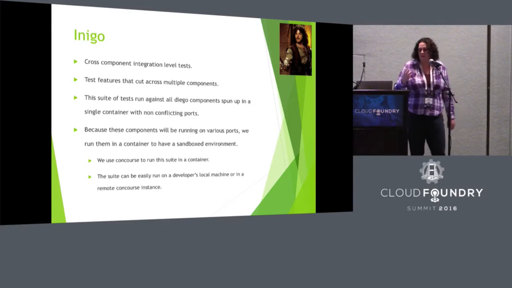We also have a test we call Inigo. Inigo is for doing cross-component testing to make sure that if we have, for example, a BBS and an auctioneer, that they're communicating correctly. This is meant to be a really lightweight test suite, so it's all running in a single container where all of our different Diego processes are running on a different port, and they all know about each other, but we don't need a full Bosh deployment.